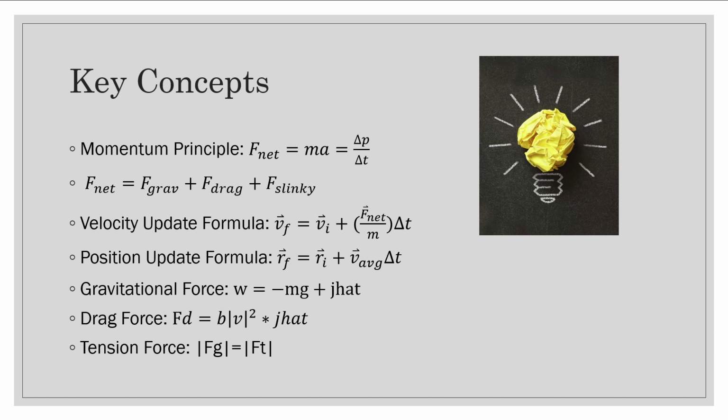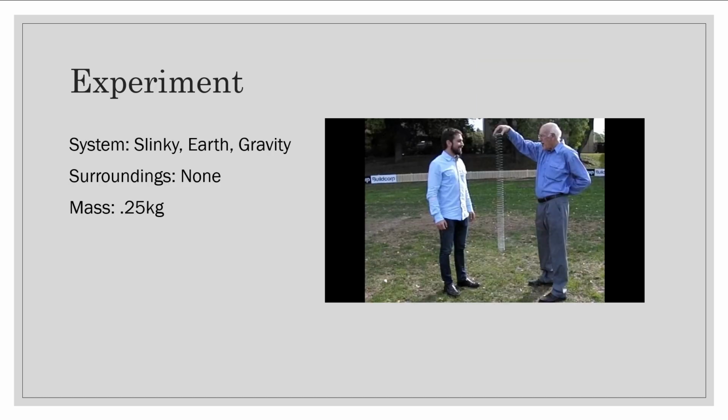Next, we need the velocity update formula and position update formula, which will be in our code when we're looking for the position of the slinky. We know that gravitational force is going to be negative mass times gravity times j hat, which is the direction of the slinky in the y direction. Next equation we need is the drag force equation, which is our drag constant times velocity squared. Lastly, we know that tension is the absolute value of the gravitational force. In this lab, we know the mass of the ball is 0.25 and the system is the slinky, Earth, and gravity. It has no surroundings.